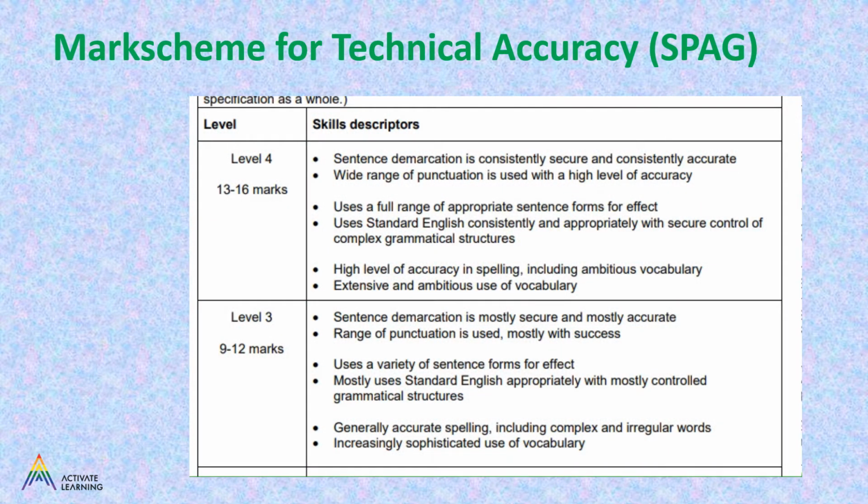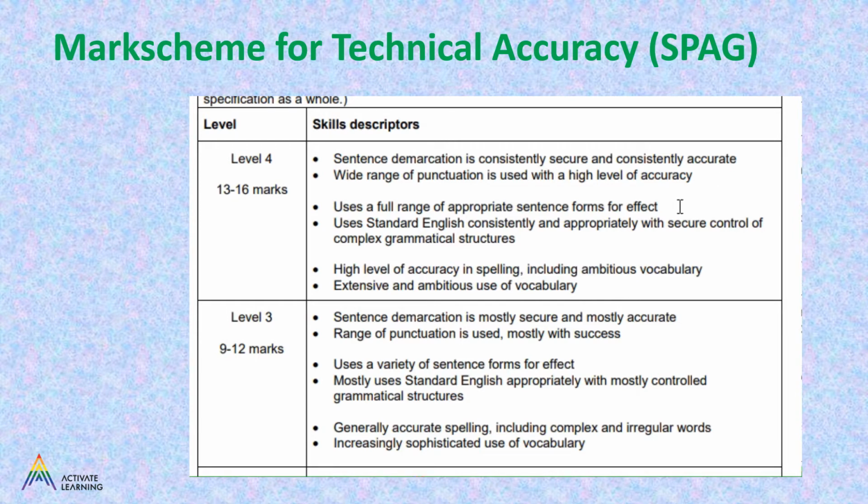This is the technical accuracy part of the mark scheme. I've given you the top 2 levels to look at here. The most important thing is that you get your full stops and sentence demarcation correct. So, as you know, you can end a sentence with a full stop, an exclamation mark, a question mark. You can also join sentences together with a semicolon, as long as they're related in meaning. What you can't do is join sentences together with nothing or a comma. So just make sure that you go through and check that. You should use all sorts of punctuation, including commas, semicolons and quotations if necessary.